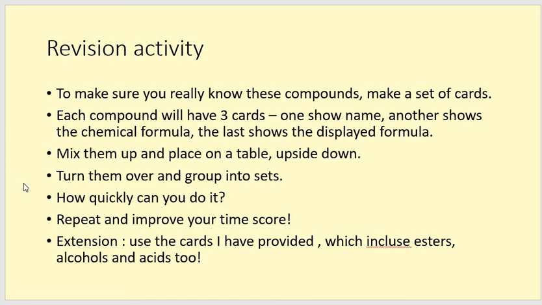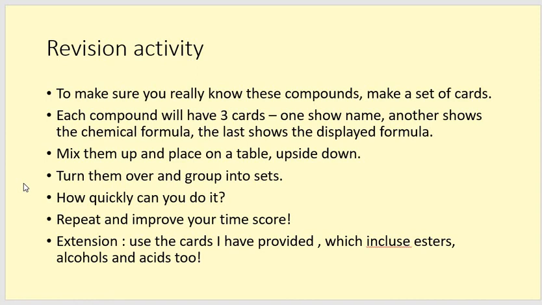So to practice this, we're going to make a set of cards. You can use paper, you can use a real card, you can use the back of a cereal packet. You need to make the cards the same size, and for each compound you're going to have 3 cards. One is just going to show the name written as a word. The next card is going to show the chemical formula. So that will be C's and H's. The last one will show the displayed formula, which is how you draw it out to show the carbons and hydrogens.